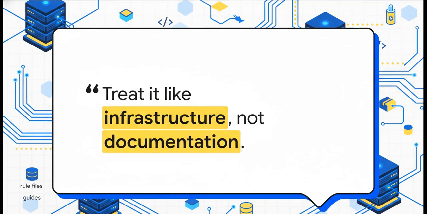These rule files, these skills and guides, they aren't just documentation that's going to sit there and get stale. No, this is a living system. You have to treat it like critical infrastructure. And if you do that, you'll build an AI partner that truly, deeply understands how your team builds software.